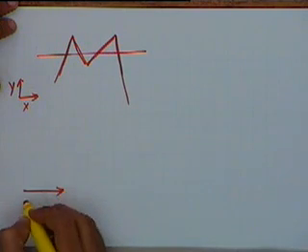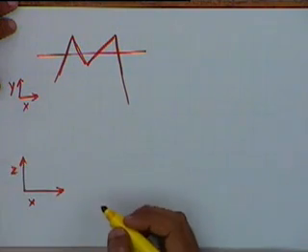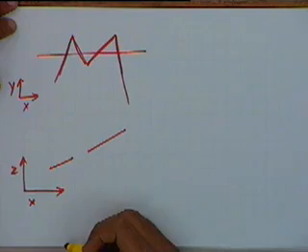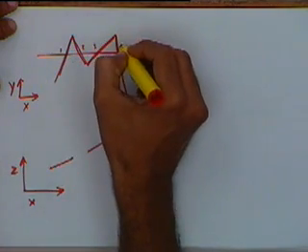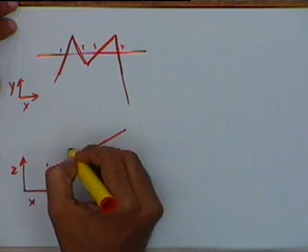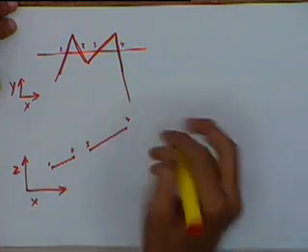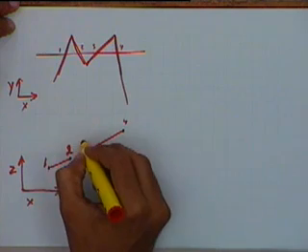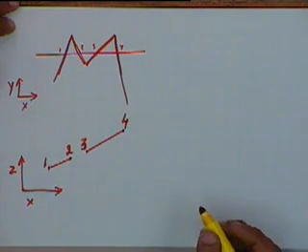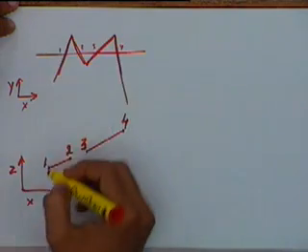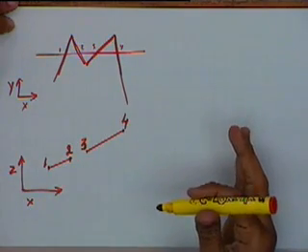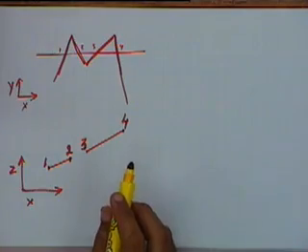If I look at the same thing in the xz plane, maybe I'll get lines like this. 1, 2, 3, 4. This point is point 1, this point is 2, this is 3, and this is 4. So the active edge list will give me these endpoints. From that I'll get the equation of this line and then use that to divide it into spans. Any other question on this?